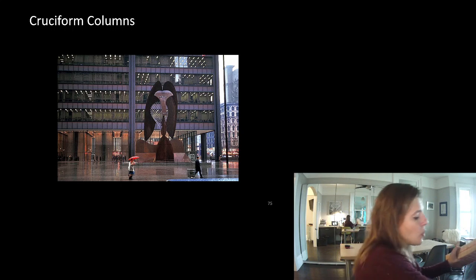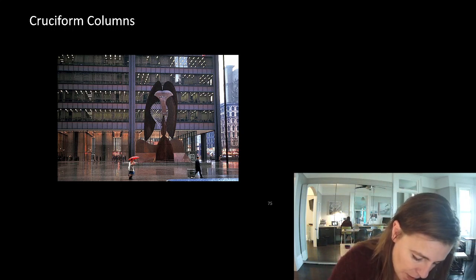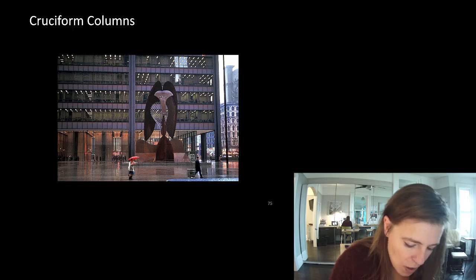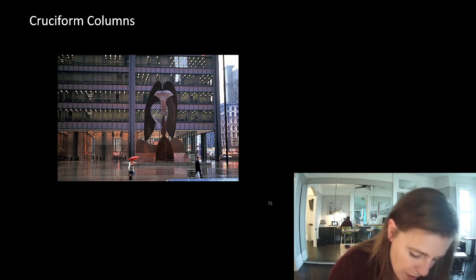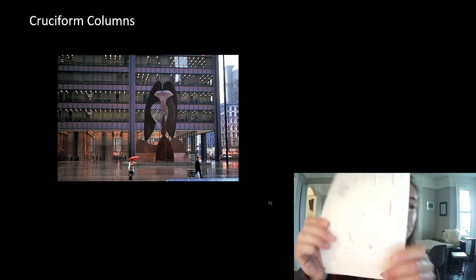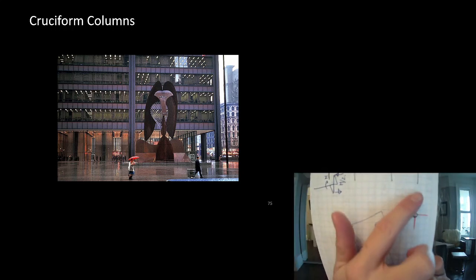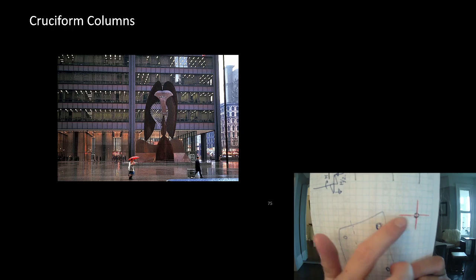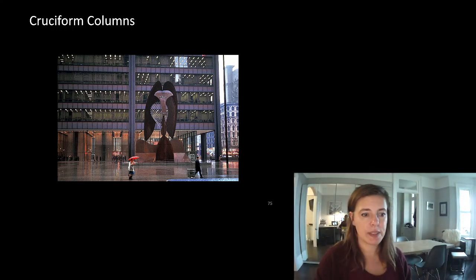So when we do a cruciform column, again, it's built up. We don't do it as 4 pieces of steel. We would do it as 3 pieces of steel, where 1 is continuous and 2 butt up against it, and then we'd weld all of those up.